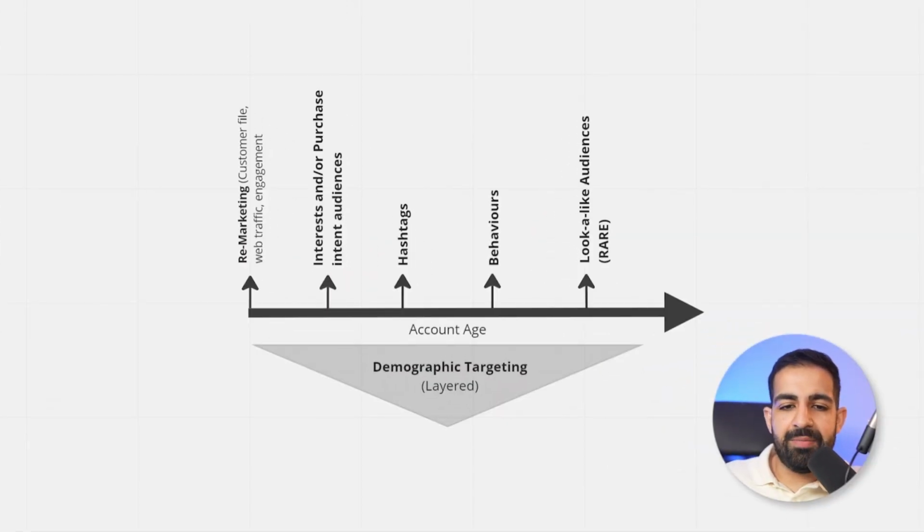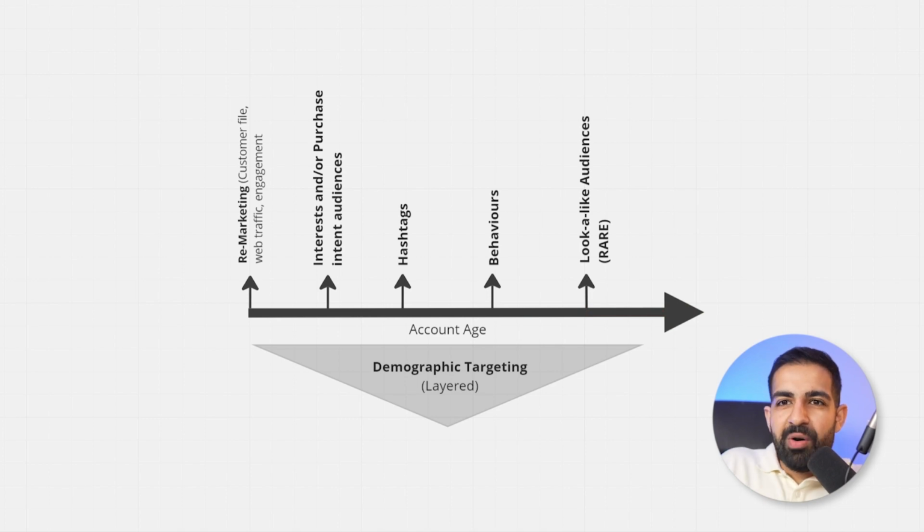All right, now that you know of all of the different targeting options, let's talk about when to use each one. In order to demonstrate this, I've made this handy little diagram that shows you what you should start with and how you should move through with your account age. So when you first start running TikTok ads, you want to start with the left-hand side and then move your way through all of the different targeting options.